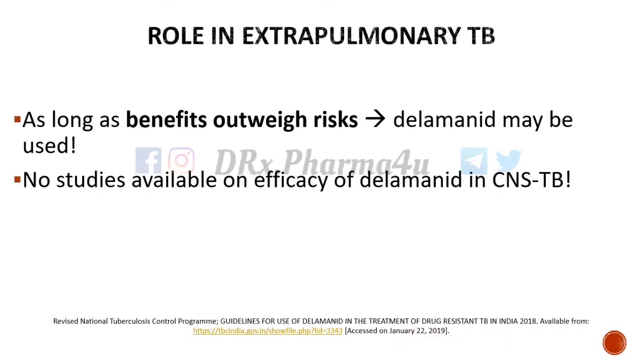As far as extrapulmonary TB is concerned, you know what is extrapulmonary TB? If the tuberculoid granuloma is spreading to different parts of the body, in the brain it causes tuberculous meningitis, in the bone it causes skeletal TB, in the stomach it causes GI TB or abdominal TB. So as long as benefit outweighs risk, DELAMANID may be used. But till now, there has not been much study about the role of DELAMANID in CNS TB. In CNS TB, we usually do not use DELAMANID. But if it is a failing regimen or if it is multi-drug resistant TB, as per the GeneXpert test or any kind of gene test, then maybe we may start DELAMANID.